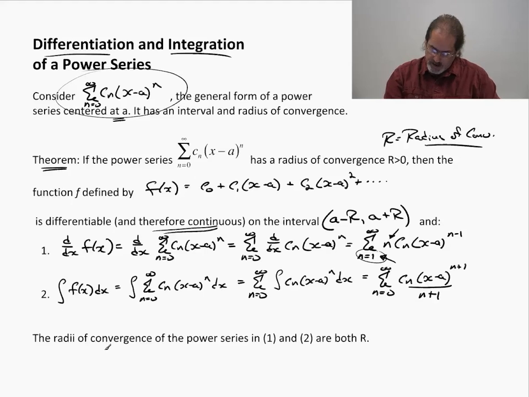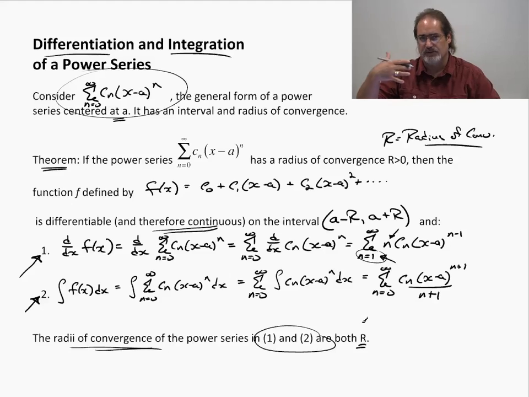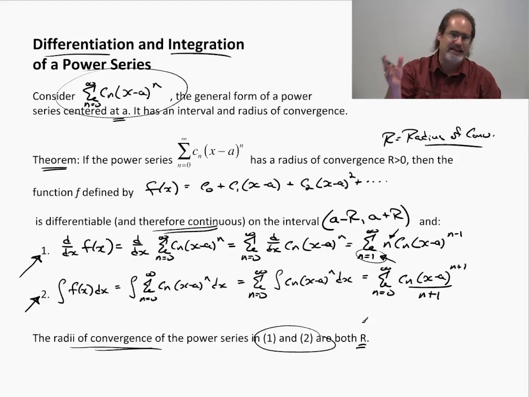So, the radii of convergence for the power series in both 1 and 2, that's these guys right here, are both r. It's both the radius of convergence that the regular power series had. So if my power series normally had a radius of convergence of 2, meaning an interval from -2 to 2, when I integrate or differentiate, the radius will also be 2. The interval, if it was from -2 to 2, will also be -2 to 2.